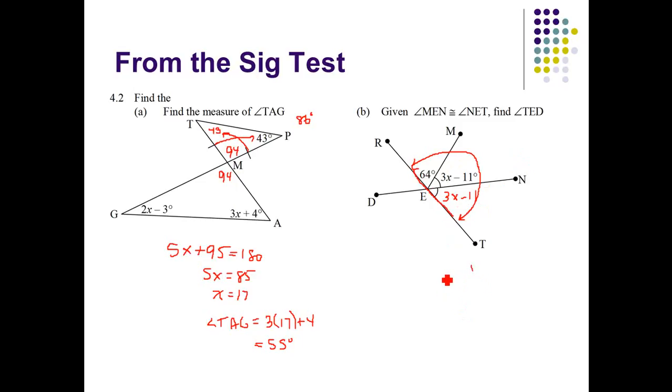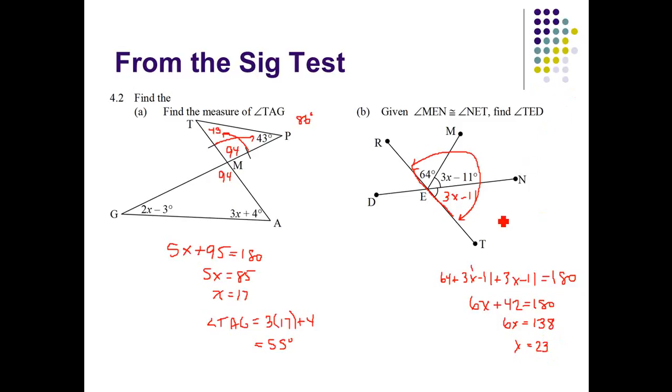So we've got 64 plus 3x minus 11 plus another 3x minus 11 equals 180. So I've got 6x, negative 22 and 64 would be plus 42, equals 180. Subtract 42 from 180 and I get 138. And then take 138 and we would divide it by 6. We got 23. So now I know x equals 23.